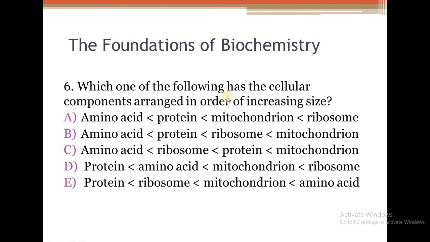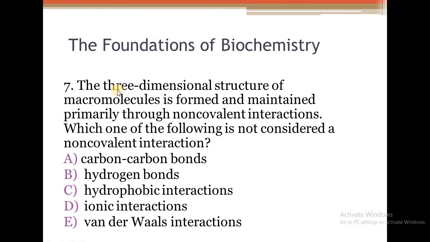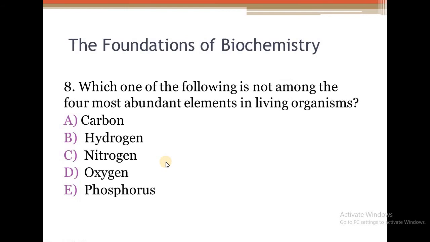Next, which one of the following has the cellular components arranged in order of increasing size? Option B is correct: amino acids, proteins, ribosome and mitochondria. Next, the three-dimensional structure of a macromolecule is formed and maintained primarily through non-covalent interactions. Which one of the following is not considered a non-covalent interaction? Option A is correct, carbon-carbon bonds.